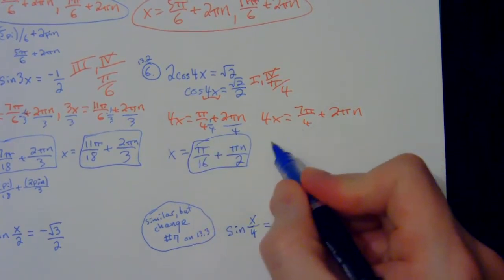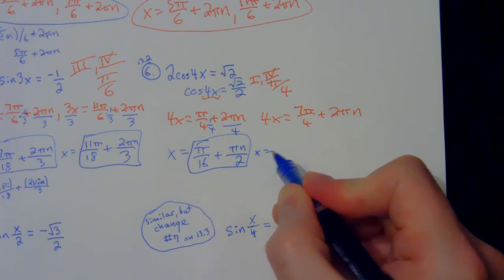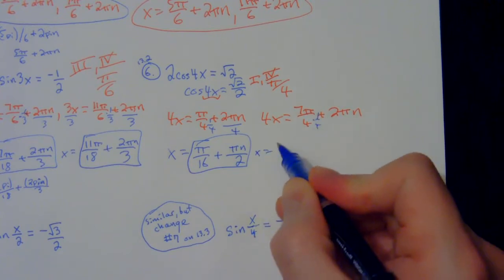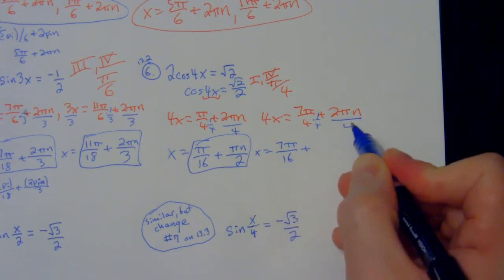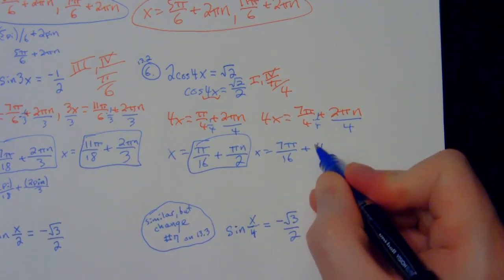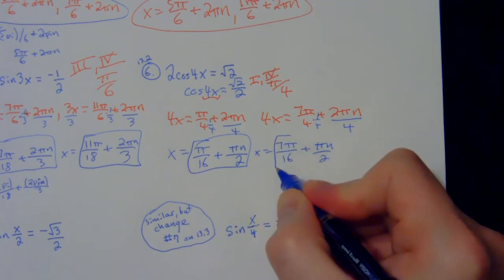And then do the same thing over here. Divide everything by 4. That's the same thing as timesing it by 1/4. So that's going to give us 7 pi over 16. And then 2 pi n divided by 4. That'll be another pi n divided by 2.